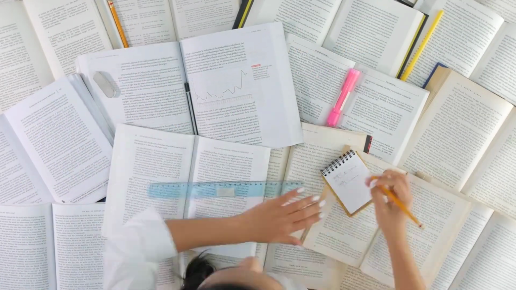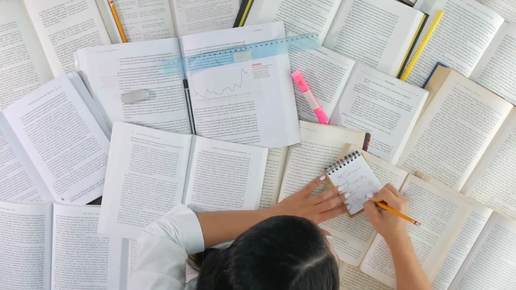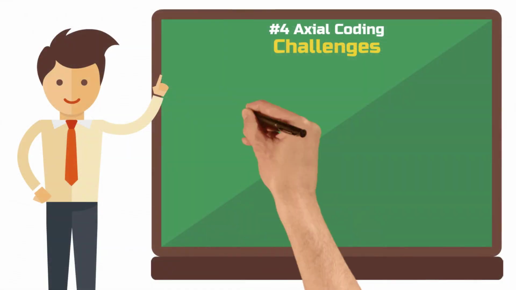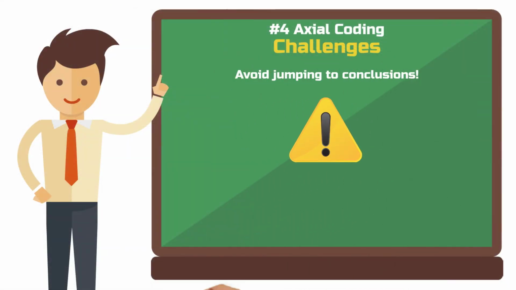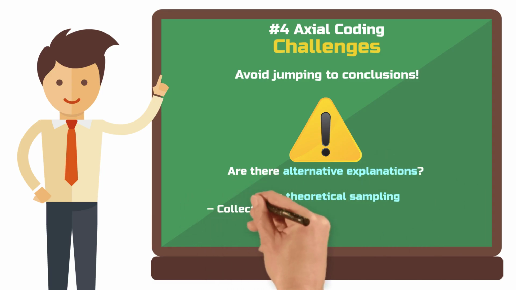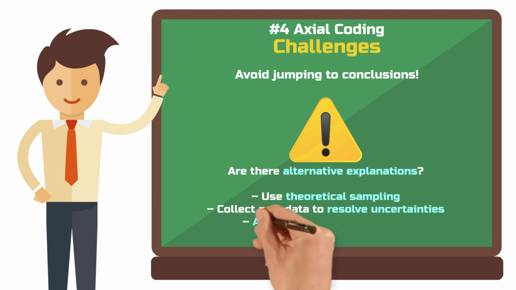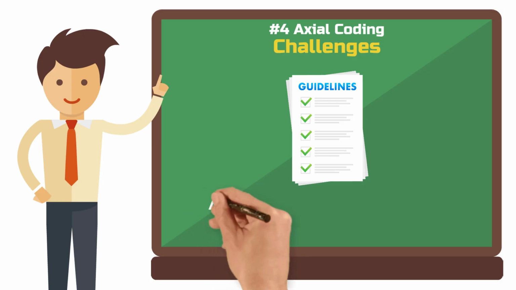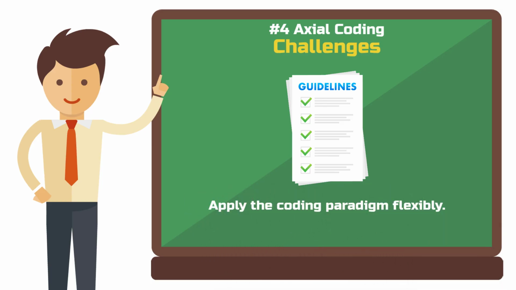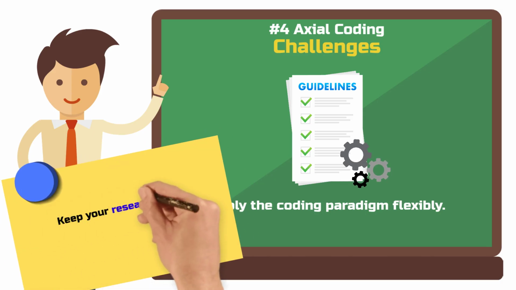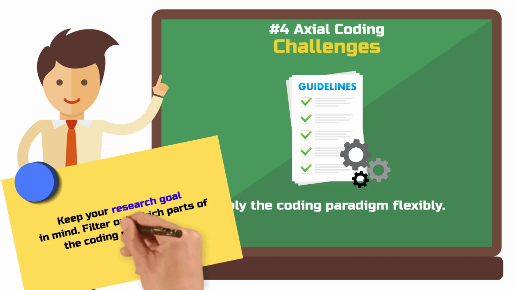Researchers tend to draw premature conclusions. Once a pattern emerges, you might unintentionally look only for data supporting that pattern. Regularly challenge yourself. Are there alternative explanations? Ideally, use theoretical sampling to collect new data, addressing your doubts or gaps in the theory at its current stage. The coding paradigm should be applied flexibly. Not every study fits perfectly into the provided framework. Some parts may be irrelevant, others crucial. Only you can answer this, keeping your research objective in mind.